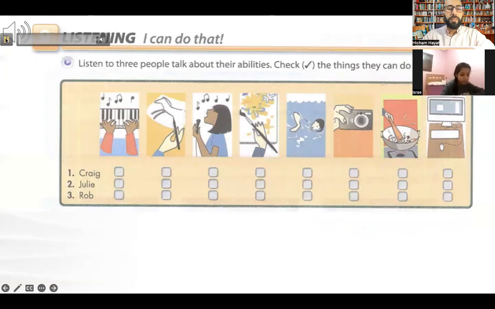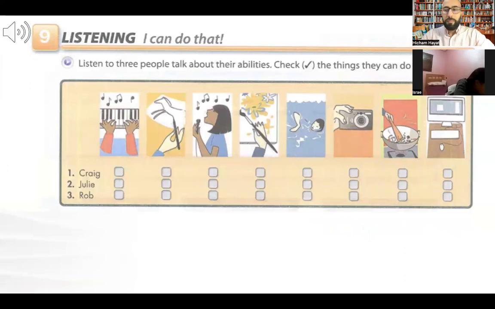Page 68, exercise 9, listening. I can do that. Listen to three people talk about their abilities. Check the things they can do well. 1. Craig. I don't really like sports, but I like to swim. I can swim very well. I often go swimming on the weekends. And I can play the piano well, but I can't sing.